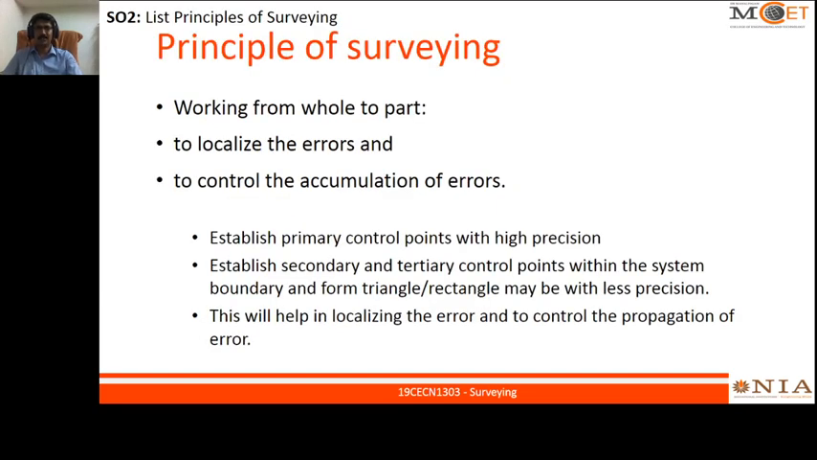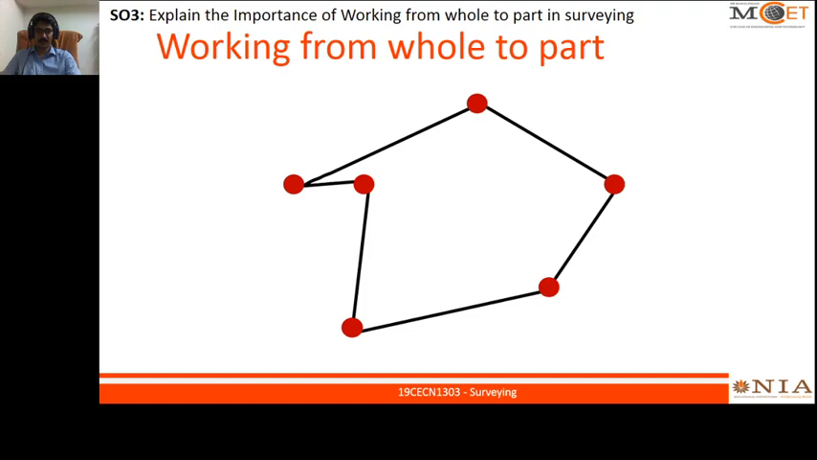Next specific outcome is the principles of surveying. The main principle of surveying is working from whole to part, to localize the errors and to control the accumulation of error. We need to avoid the accumulation of error, and if an error happens, it should be localized, not globalized. For that, the main principle is working from whole to part. How can we achieve that? Establish primary control points with high precision, establish secondary and tertiary control points within the system boundary, and form triangles or rectangles, maybe with less precision. This will help in localizing the error and controlling the propagation of error.